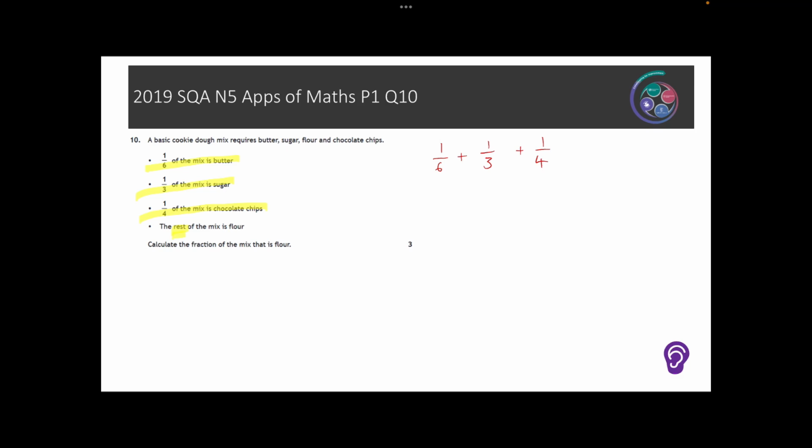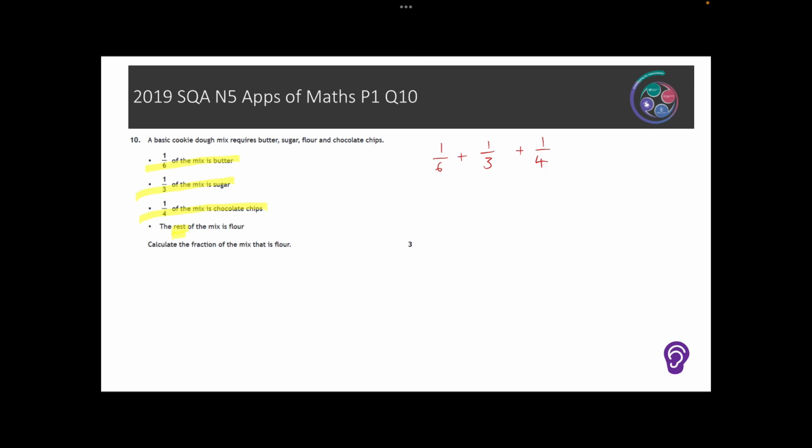You could treat these as 2 separate questions and do 1/6 plus 1/3 and then do your answer plus 1/4. Or you could work out what the lowest common multiple of 6, 3 and 4 would be. And what I mean is, if I was to go through the 6, 3 and 4 times tables, what's the first number that is in all of them as an answer? And that would be 12.